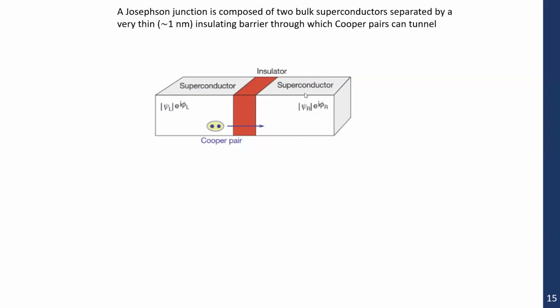The Josephson junction is the junction of two superconductors, like two pieces of aluminum, separated by a thin insulator. And this insulator is literally about 1 nanometer in thickness. And the physics here is as follows.